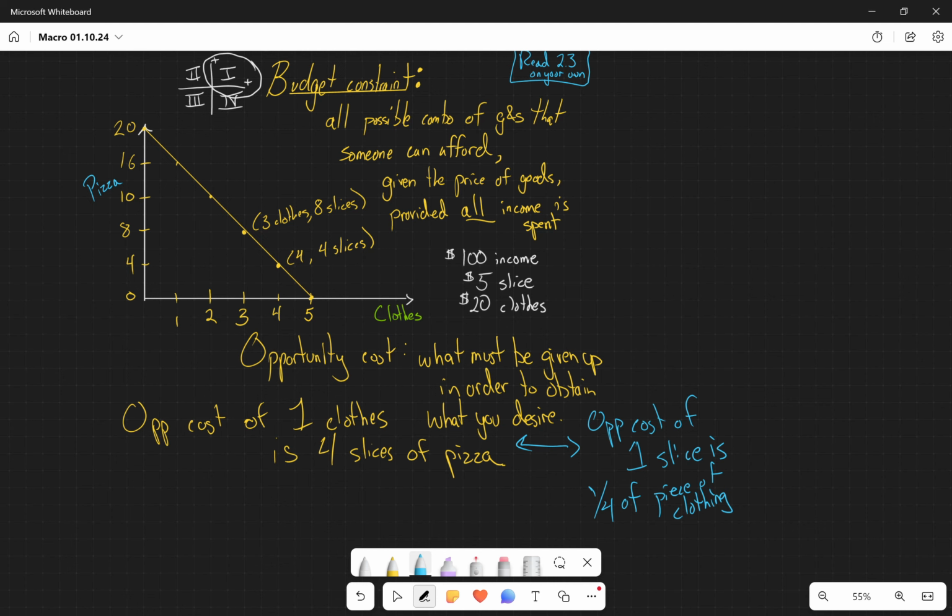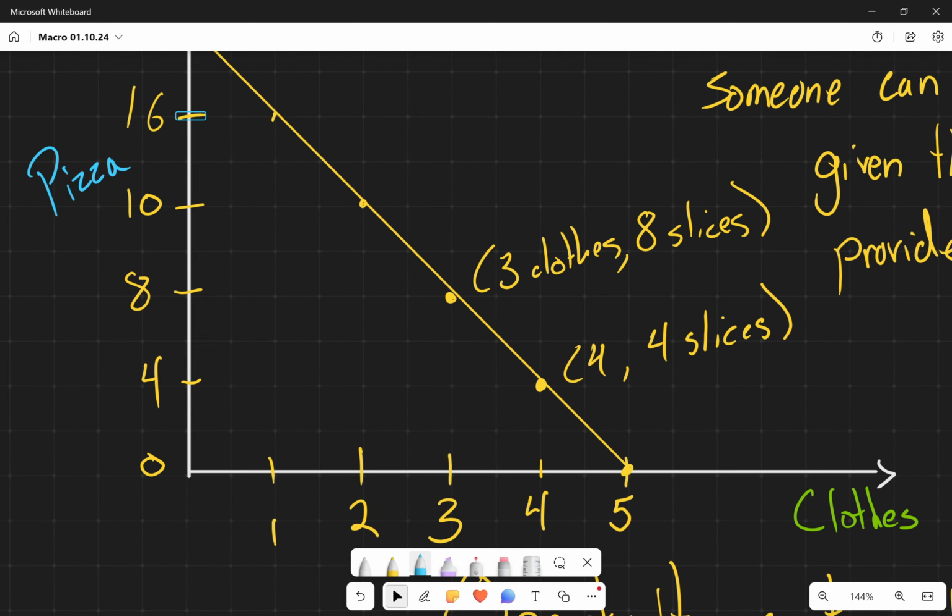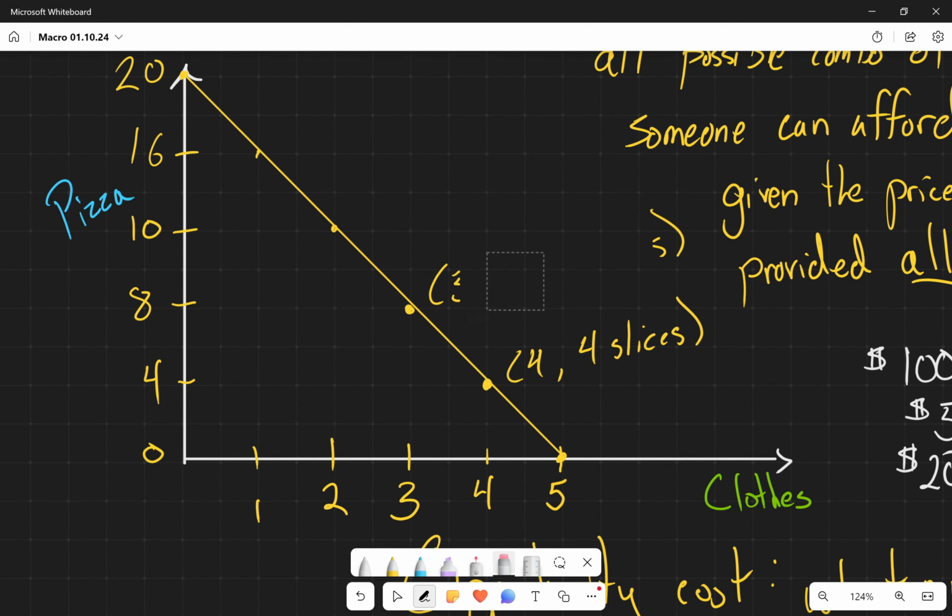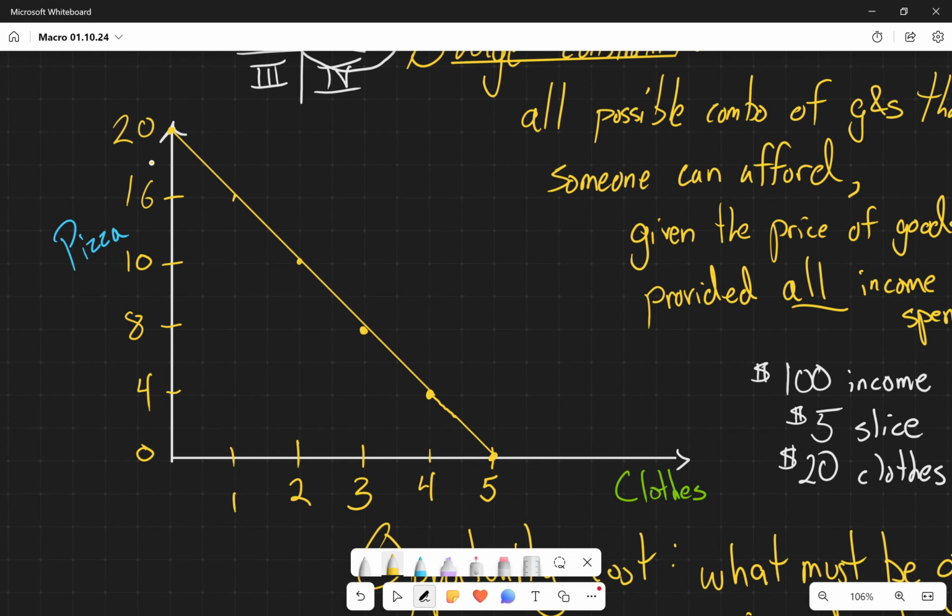Okay. Real quick, let's think about what happens to my budget line when the prices change. So if all of a sudden, instead of being $20, clothes went down to, let's say, $10. Actually, let's do that in another color. So if clothes went down to $10, then instead of getting 5 clothes, now I can get 10 clothes, right?